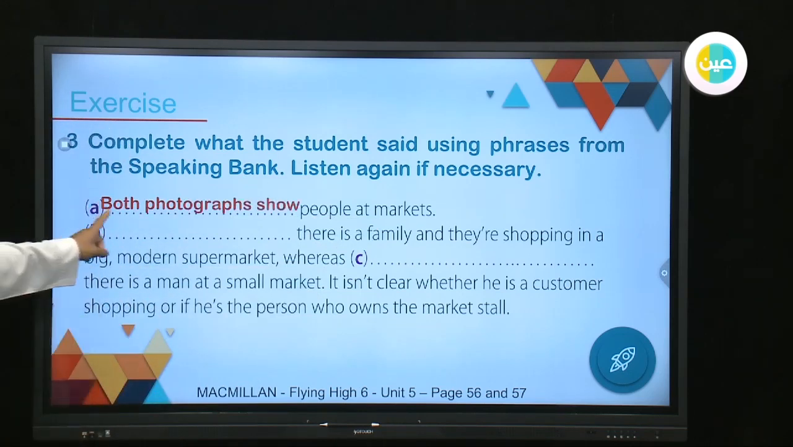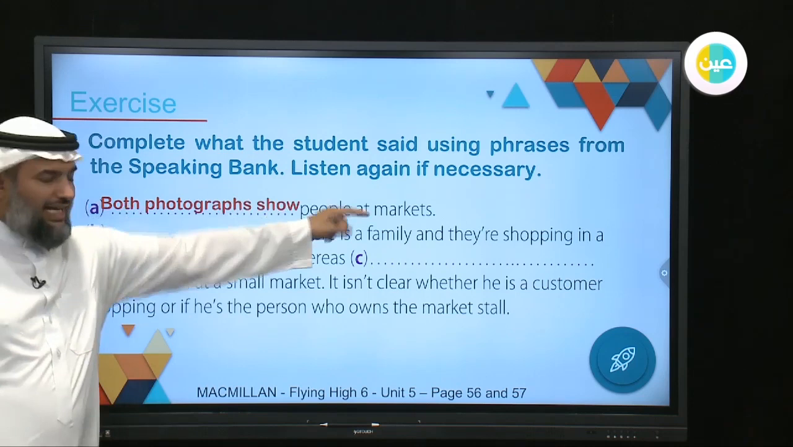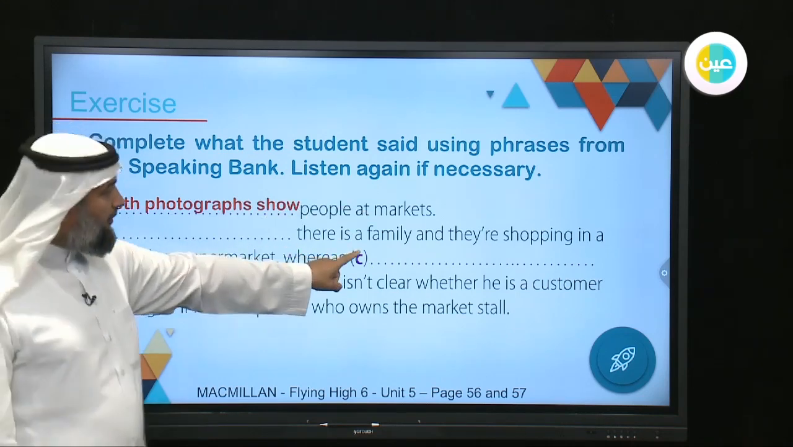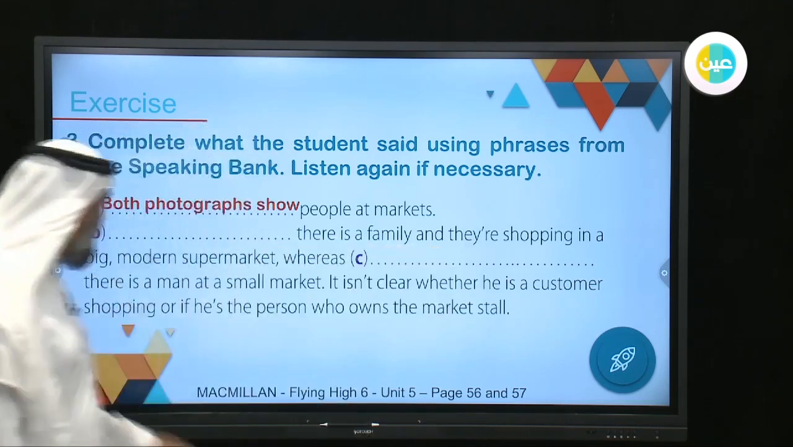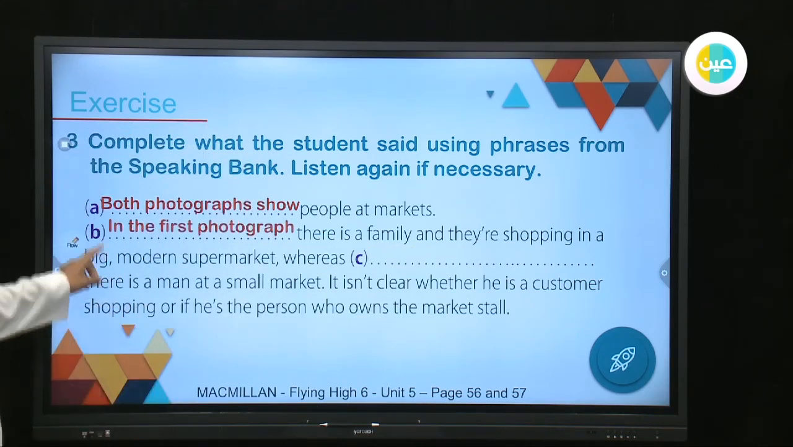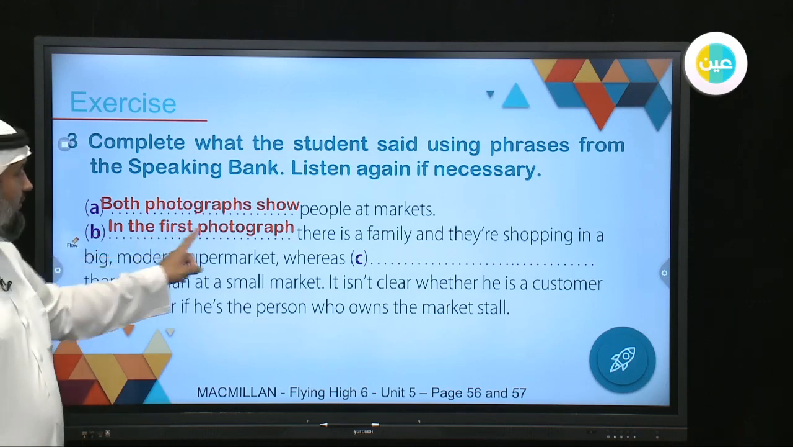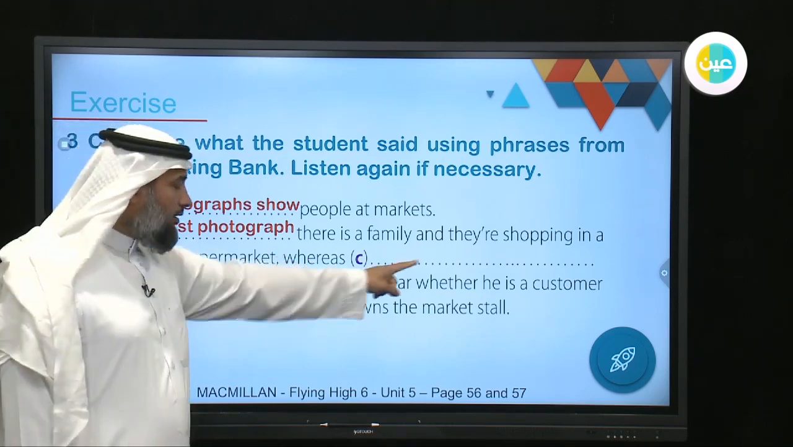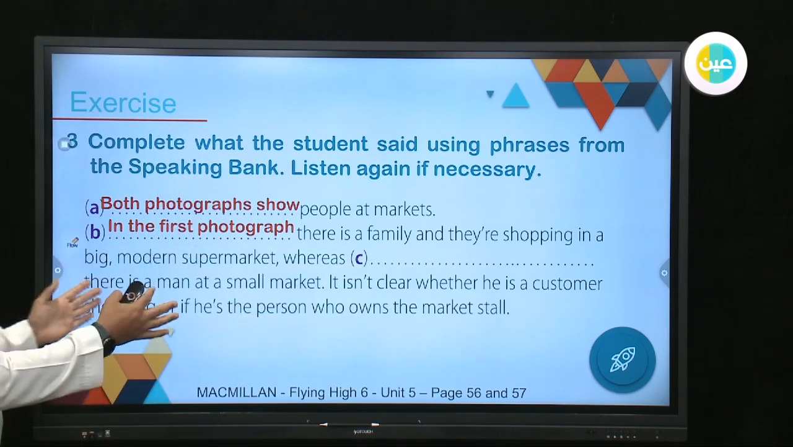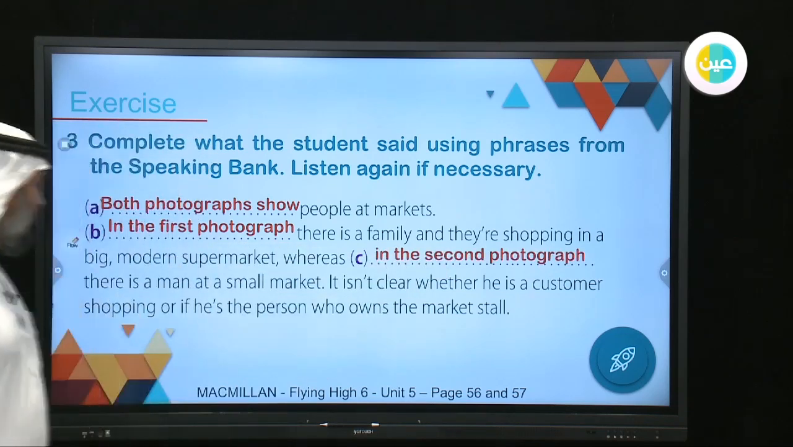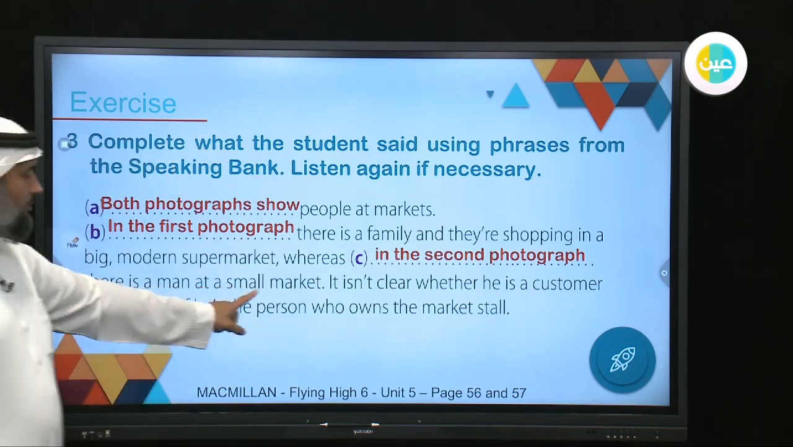People at market said both photographs show people at markets. These are the similarities. There is a family and they're shopping in a big modern supermarket. Okay. In the first photo, there is a family. Now, whereas, what do you think? He's talking about the first photo, now he's talking about what? In the second photo, there is a man at a small market.